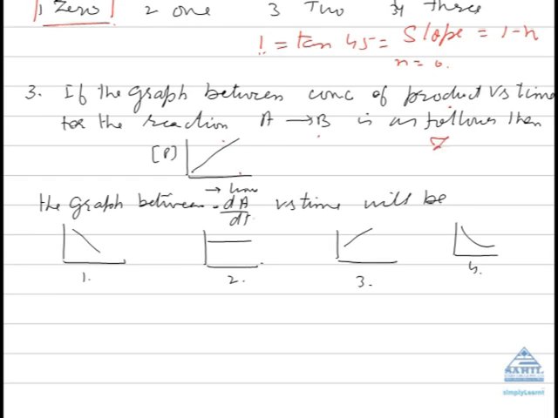In the case of zero order reaction, the rate does not depend upon time. So the graph will always come out to be a straight line as it is shown. It means that this is a zero order reaction. Now for zero order reaction, the rate versus time will be parallel to the x-axis because the rate will remain the same. Hence the correct answer is second.